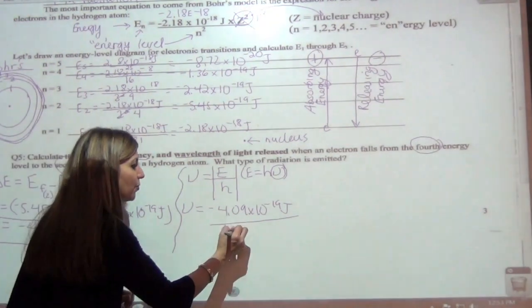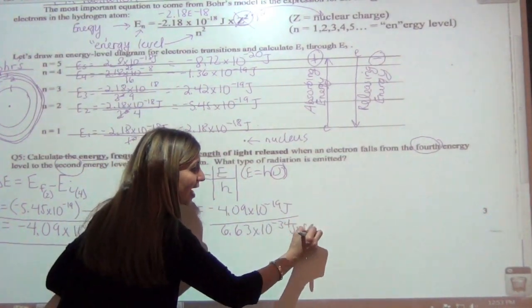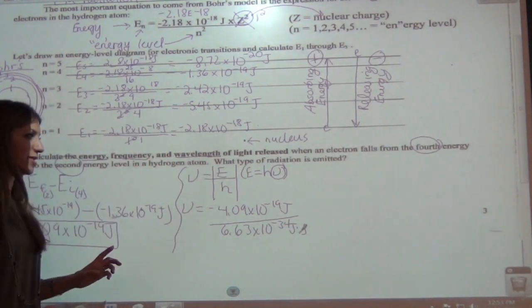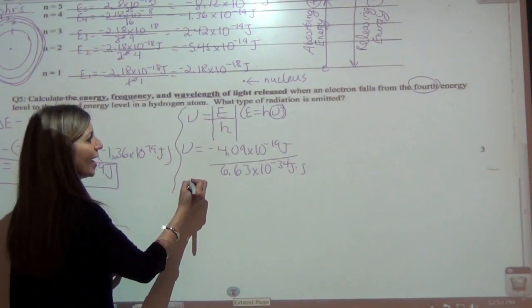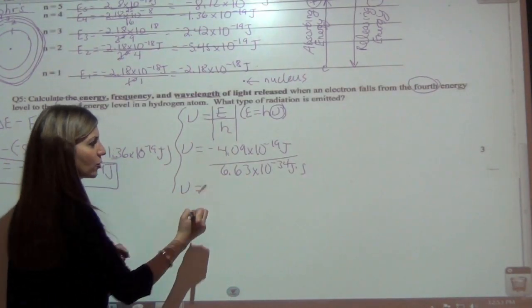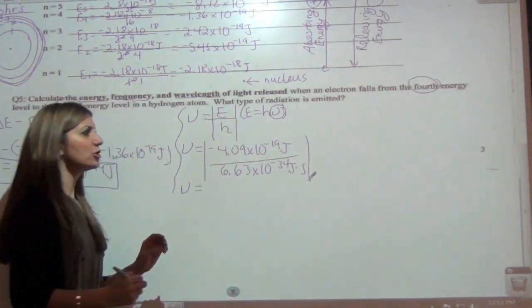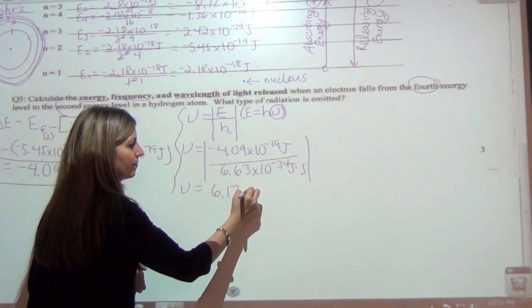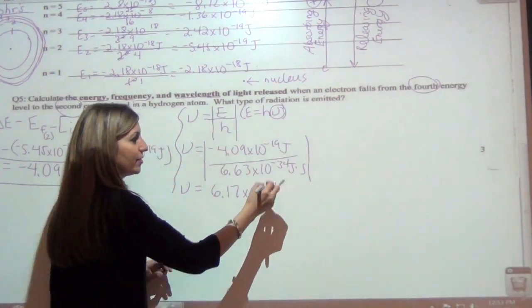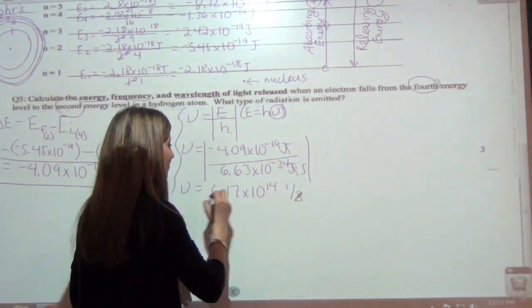Good. 6.63 times 10 to the negative 34 J times s. You don't have to memorize that. That will be given to you on the quiz. All right, so now what is nu equal to? You're just going to divide in your calculator. Don't forget absolute value, so no sign. 6.17 times 10 to the 14. Awesome. And my joules cancel out, and I'm left with 1 over seconds, which again is the same thing as hertz.